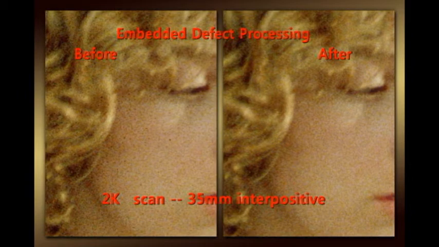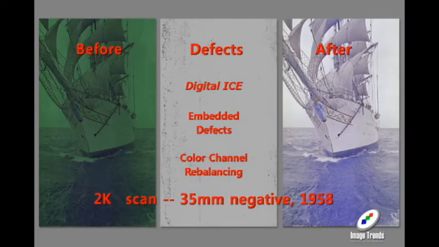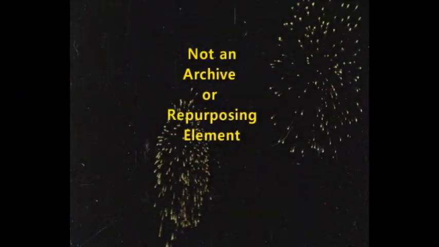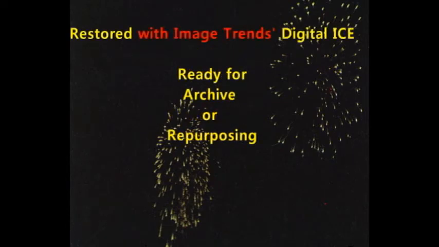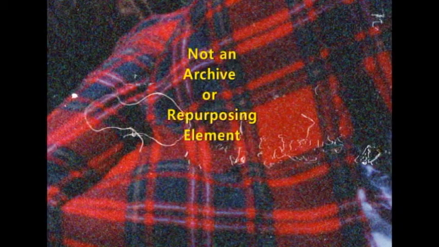The earlier in the film life cycle the images are processed with ICE, the better the image result at all future stages of use, from post-production to exhibition to streaming to archive. Whether your goal is preservation of film for commercial or historical purposes, removing the defects and restoring the pristine original images, which means using Image Trends' Digital Ice, is by far the better choice.